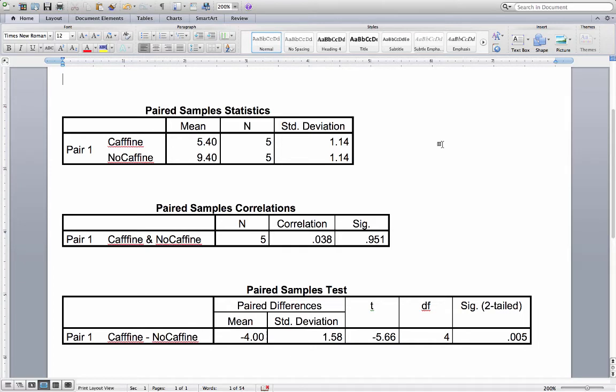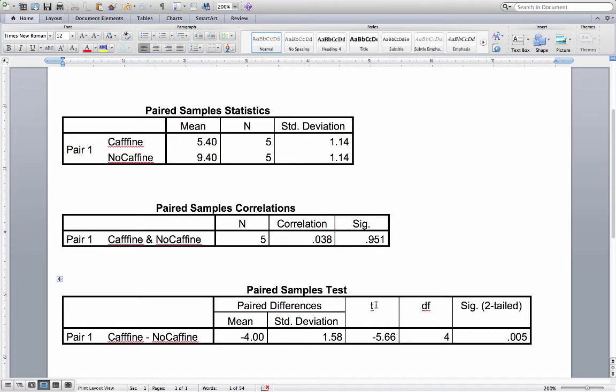Okay, down here at the bottom you can see the mean for the paired differences is negative 4.00. That relates to the mean up at the top here. This mean right here of 4.00 equates very simply to 9.40 minus 5.40. Okay, so that's that. The standard deviation is 1.58, which is a little larger than this, but that's because now they're pairing the differences between the two.